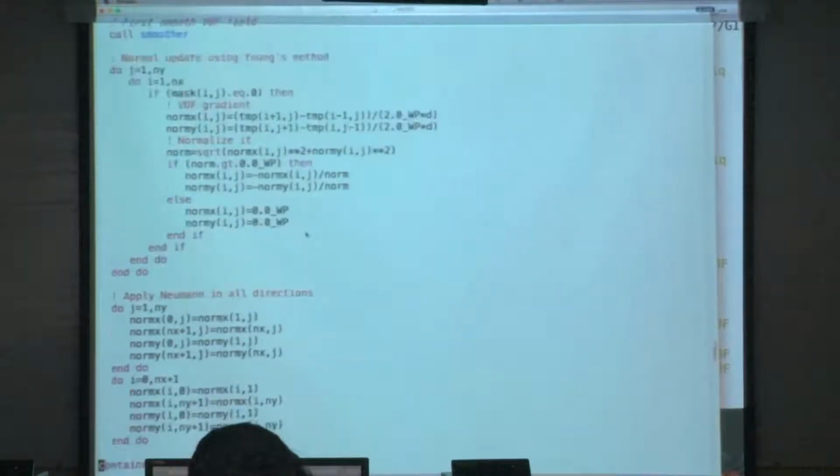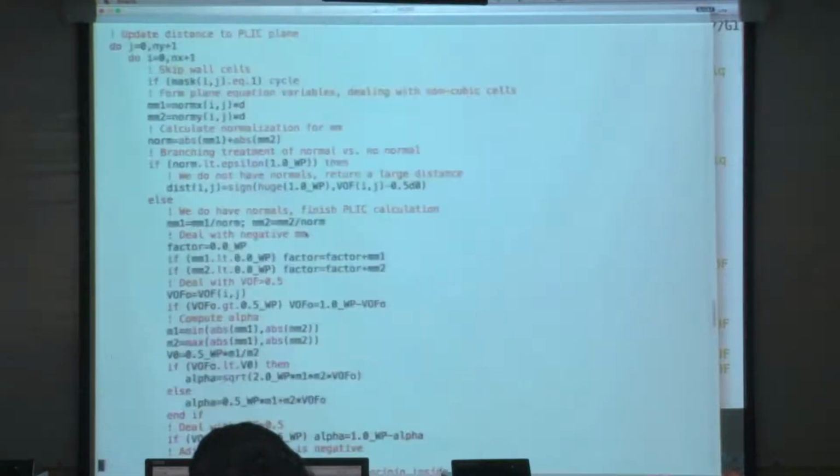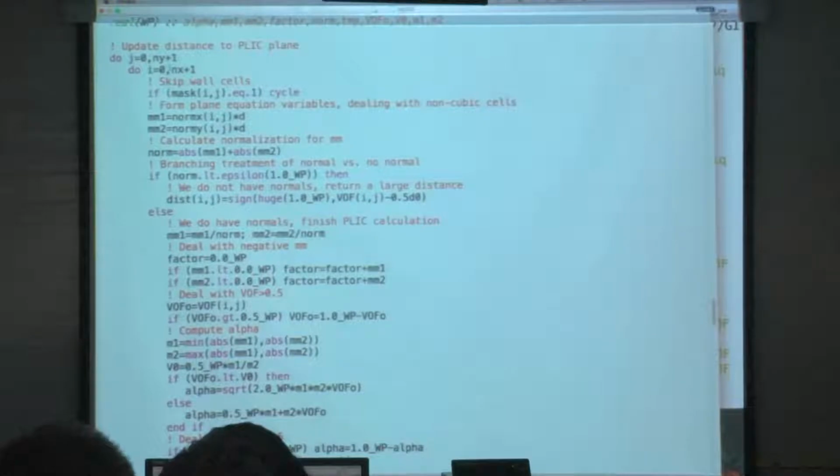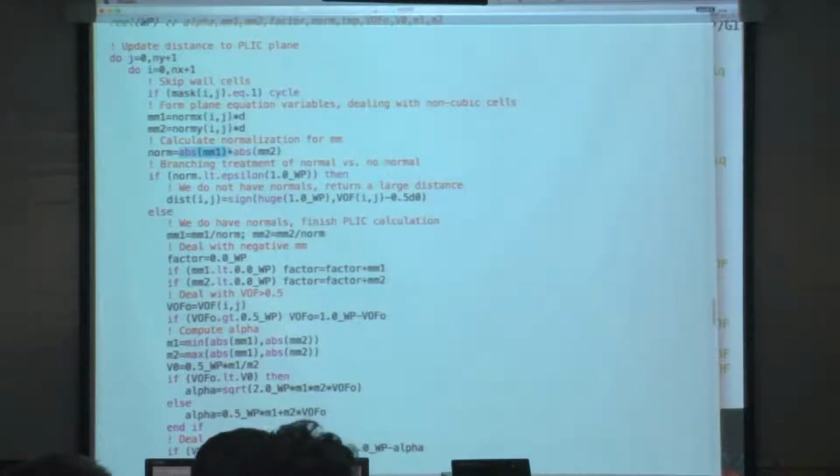Let me go back up. This is plic. We derived it in detail. So once I know the normal and I have my volume fraction, I just need the distance. For each of my grid points that are not in the wall, I'll go through everything we've talked about. I normalize with my cells. I scale with my cell size, but my cell size is the same, so I could skip this. I take the absolute value of my gradient in x and in y. I normalize my gradient by that sum.